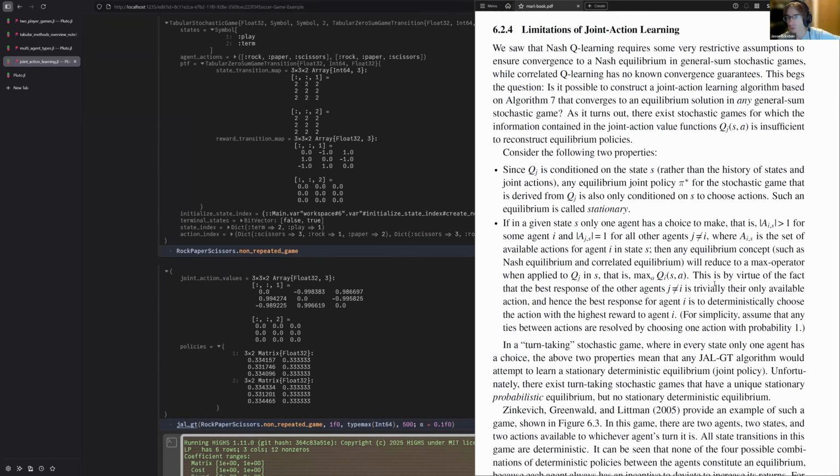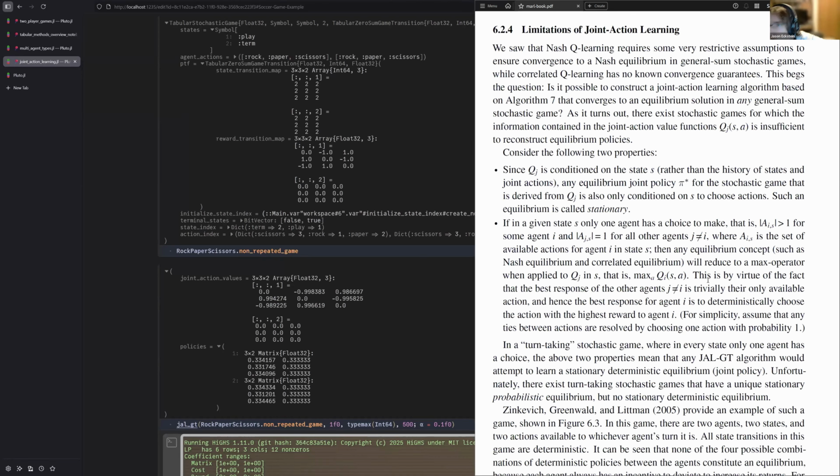So the most straightforward thing to apply this joint action learning to is the minimax game, because that's one where we know there's a unique equilibrium. It will actually converge to it, and we can write down a linear program that can calculate the minimax solution.